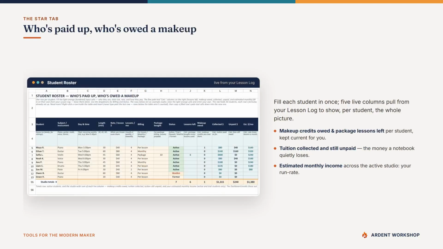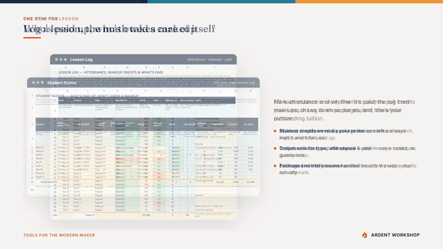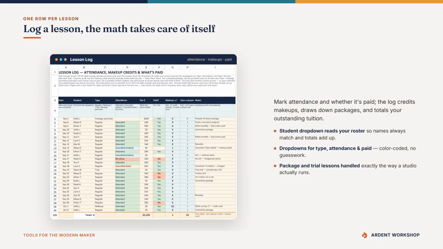The student roster is the heart of it. Fill each student in once, and the live columns pull straight from your lesson log to show for every student the makeup credits you owe, the lessons left on a package, and the tuition collected and still unpaid. You just log each lesson, mark it attended, canceled with notice, a late cancel, or a no-show, and the workbook does the rest. It credits a makeup when a student cancels in time, spends it when you deliver one, and draws down prepaid packages automatically.